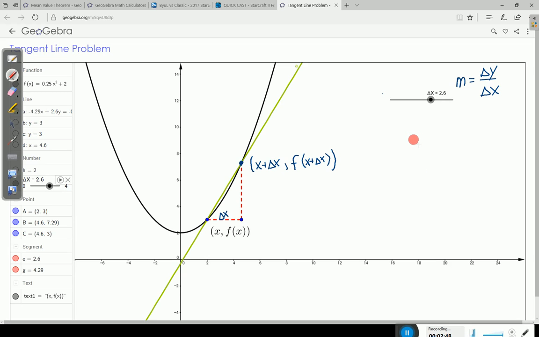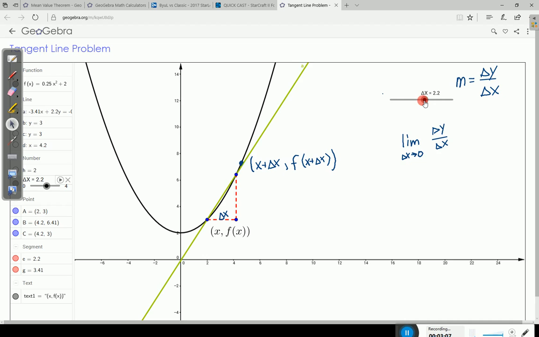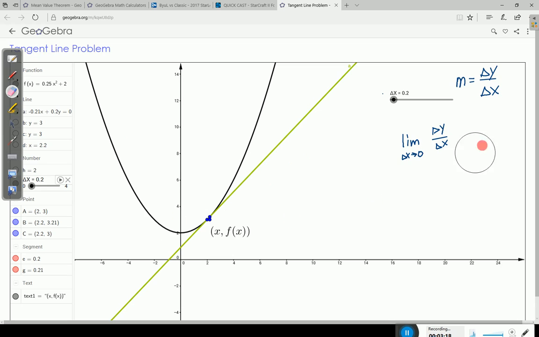And then we have to somehow shrink delta x down to 0. We can't actually make it 0 because then that's undefined. Delta y over delta x. But we can approach 0, and so we can make that delta x closer and closer to 0, but it can never actually get there because then our fraction is undefined. So that is going to be our definition of the derivative. Let's take a look at how that works algebraically.